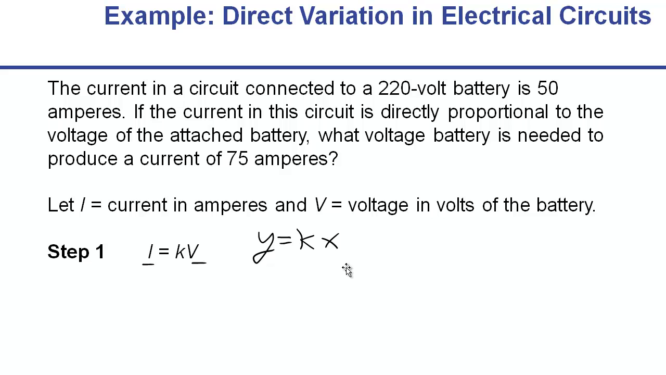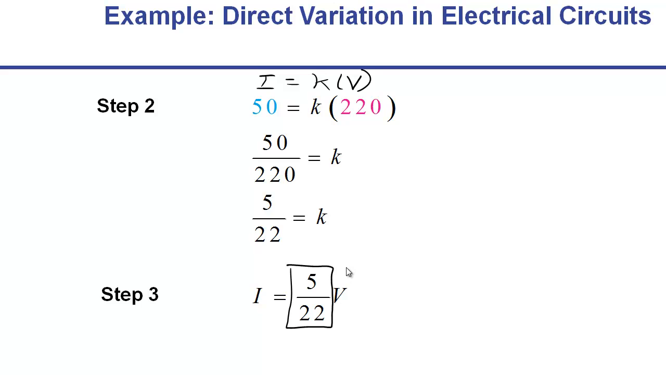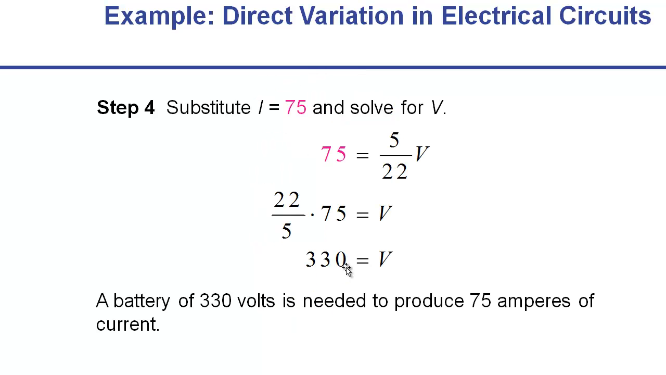So now they want to know what voltage do you need to get 75 amps? Okay, well, in this equation, which one is amps? Remember, it's the I. So now we put in 75 for our I, solve for our V by simply multiplying both sides by 22/5 to get rid of that fraction, and we get 330 volts.